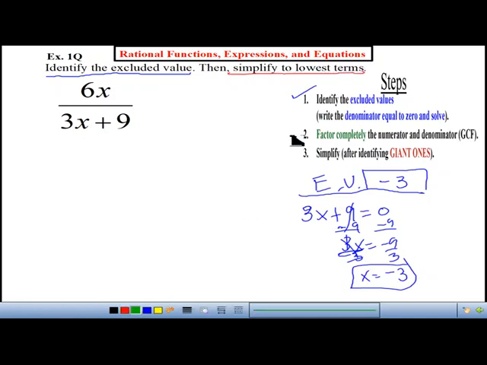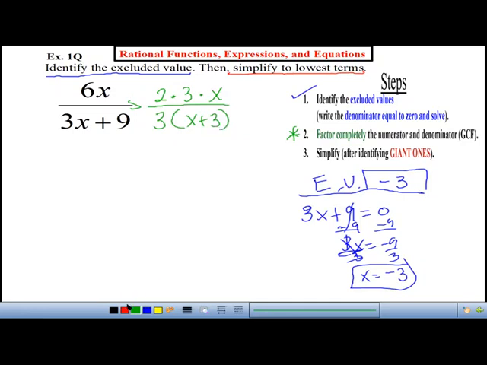So the first thing I need to do is what? Factor completely. How do we factor 6x completely? 2 times 3 times x. Okay. How about this one? What's GCF for the binomial? 3, and we're left with x plus 3.